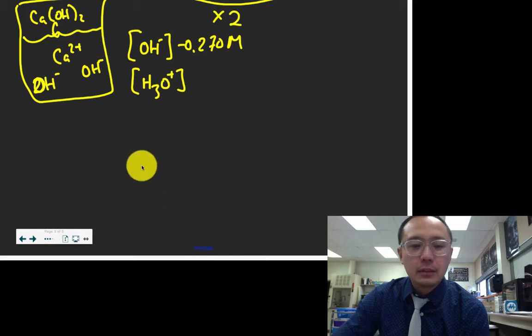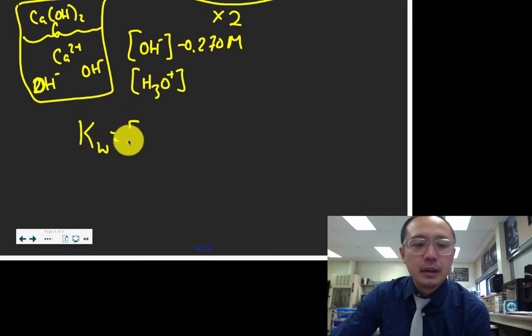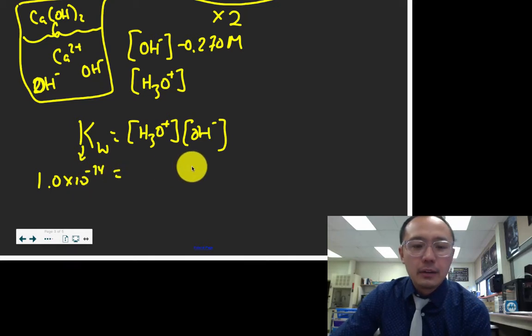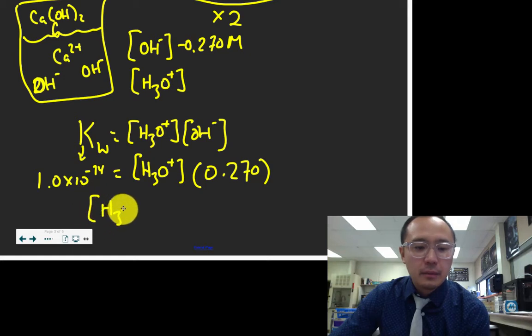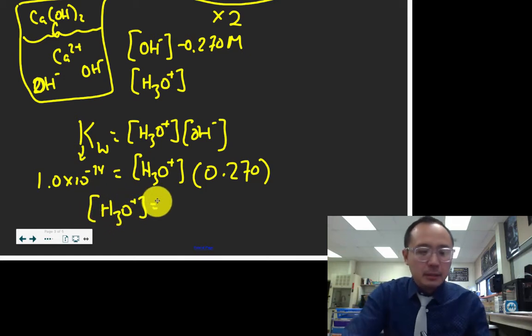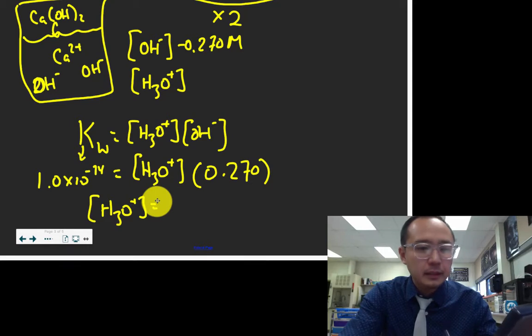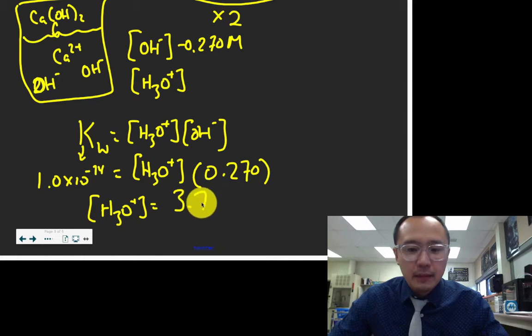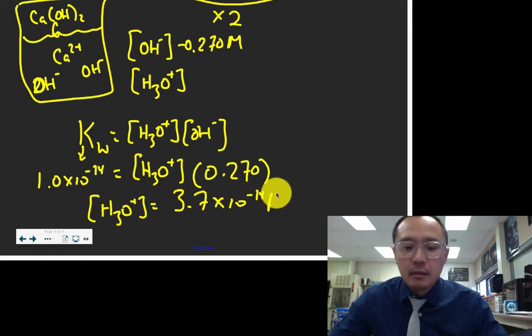Well, I can use my Kw, because Kw is my H3O plus hydronium times hydroxide. I know that K is my constant. It's always going to be 1 times 10 to the negative 14. I know my hydroxide is 0.270. So let's find my hydronium ion. Let's do the math here, and let me punch it in the calculator. Divide by 0.270. My answer here is 3.7 times 10 to the negative 14 molar.